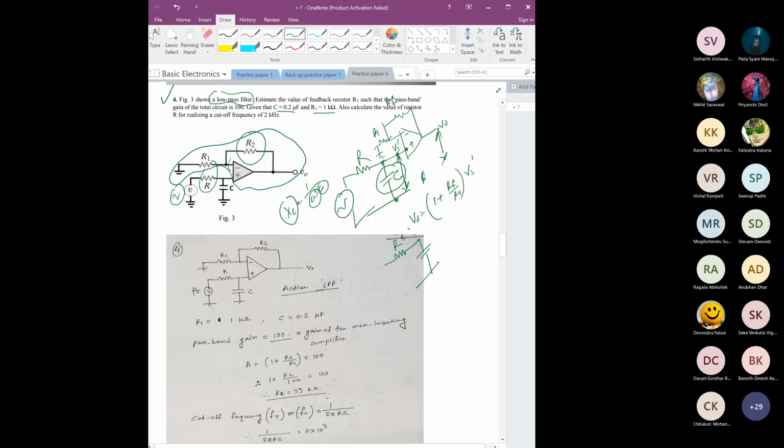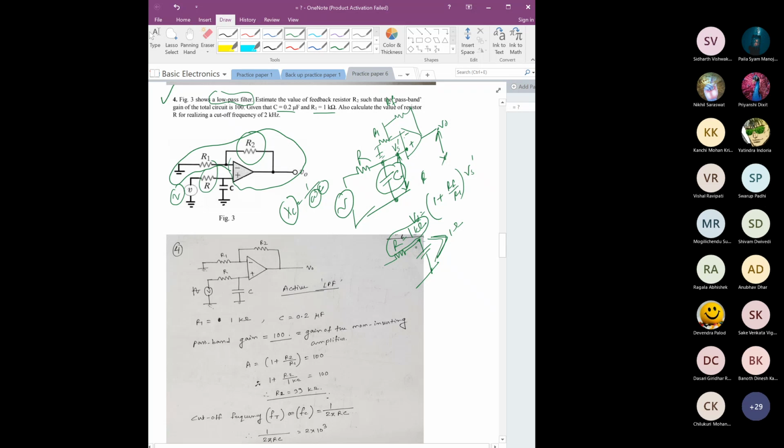Suppose this resistance is 1 kilo ohm, and the impedance offered by this capacitance is 1 ohm, then obviously you can neglect it. So it also depends on the resistance value; compared to that, the impedance has to be negligible. We can't simply assume it as a short circuit whenever the values of capacitance and frequency are given.